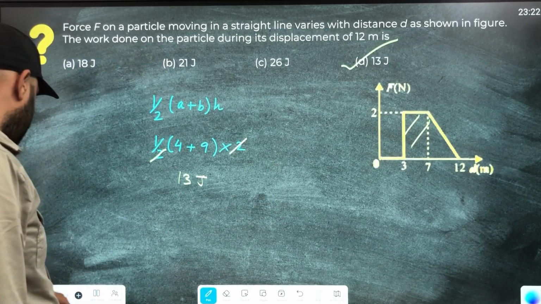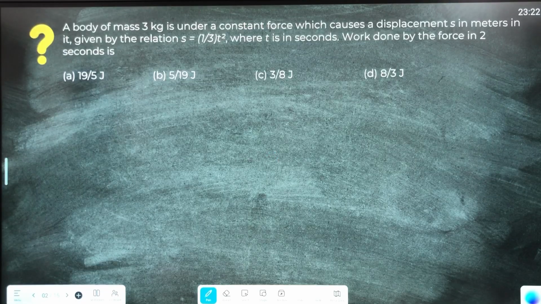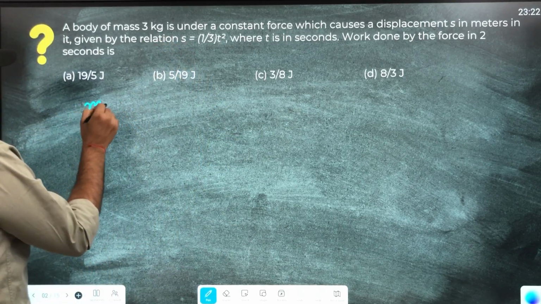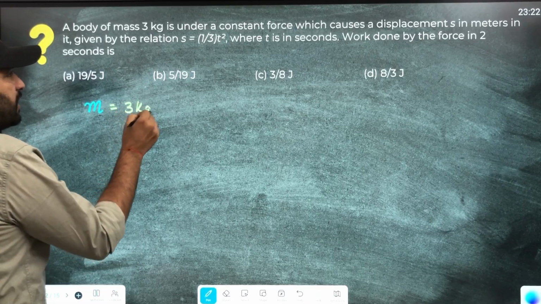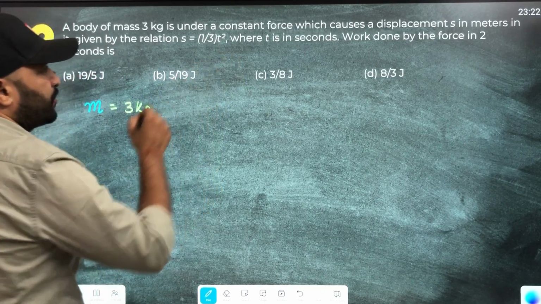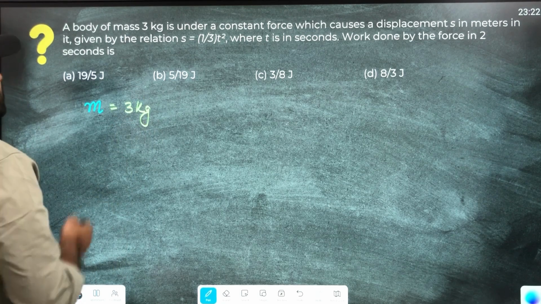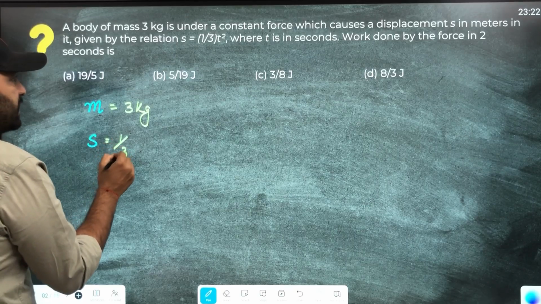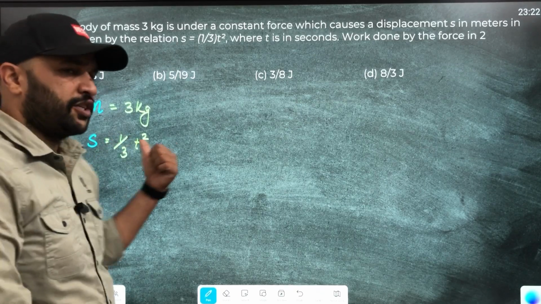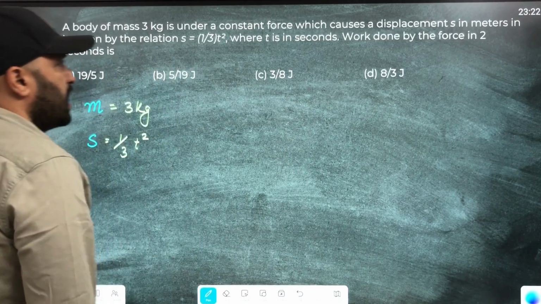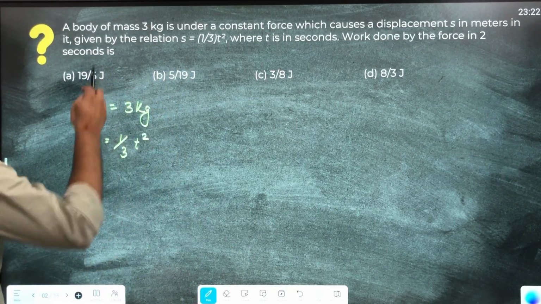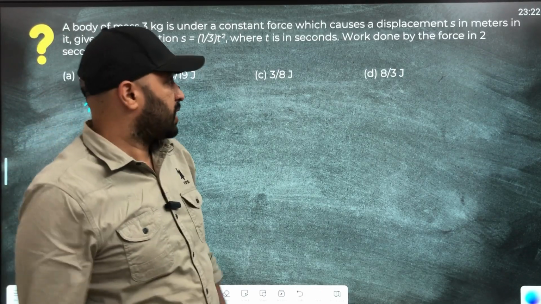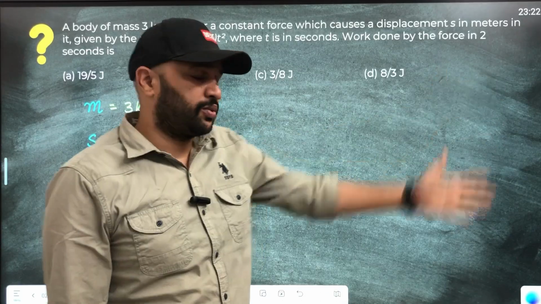Our next question says a body of mass 3 kg, let me write here m equals 3 kg, is under a constant force which causes a displacement s in meters in it, given by the relation s equals 1 by 3 t square. It's a function, displacement is a function of time, where t is in seconds. Work done by the force in the 2 seconds. So time here is 2 seconds. We have to find the work done by this force in 2 seconds, right?